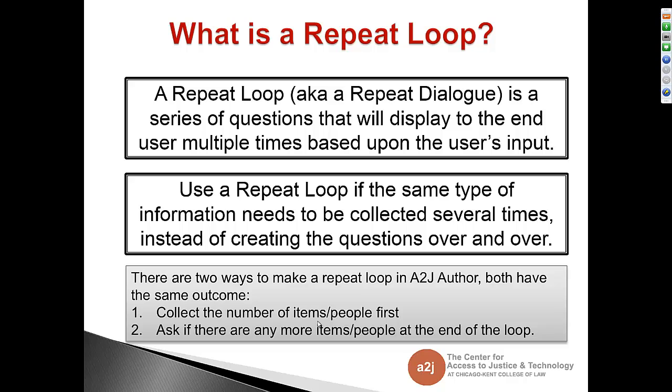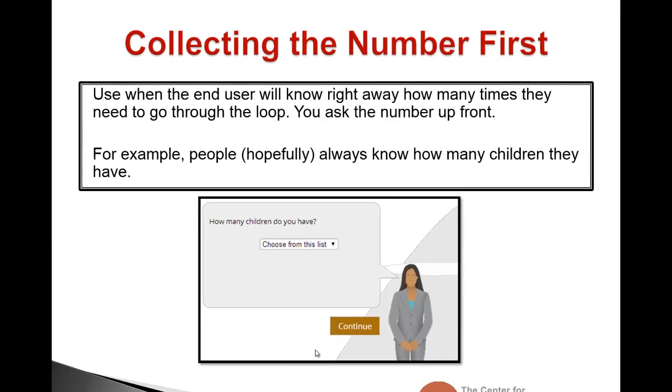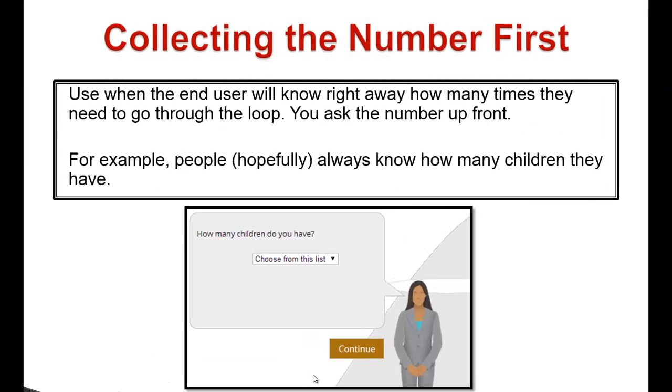There are two ways to make a repeat loop in A2J Author. Both have the same outcome. You can either collect the number of items or people first, so you ask up front how many times they need to go through the loop, or you can ask if there are any more items or people at the end of the loop. So number one, collect the number up front, and option number two is ask to add more at the end.